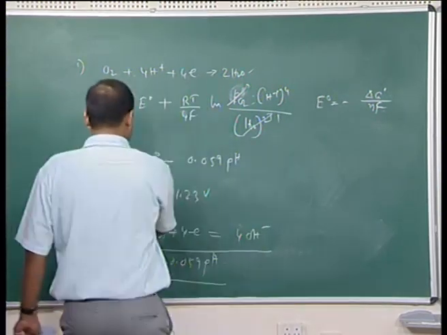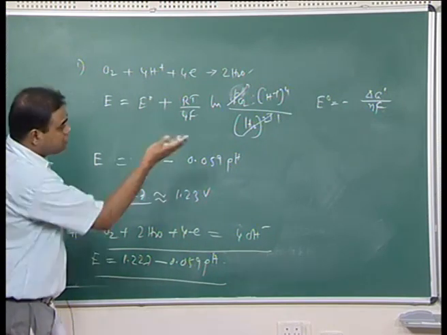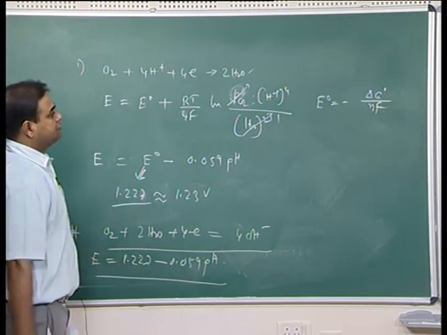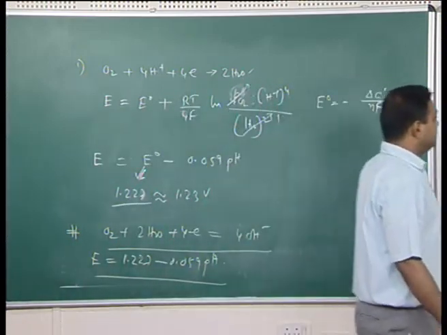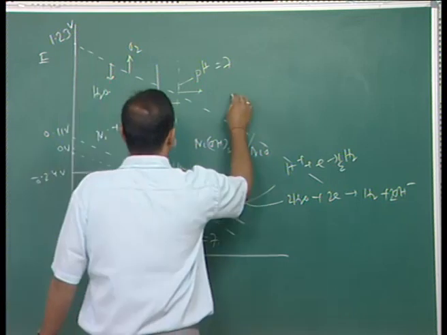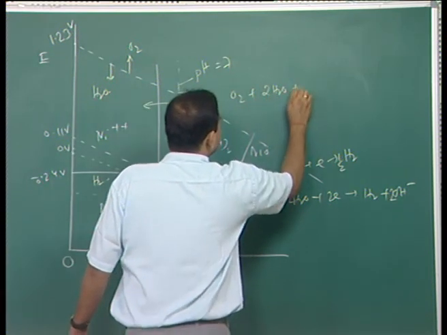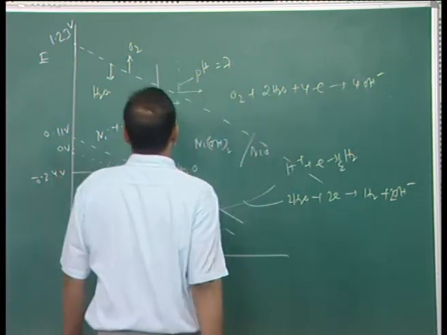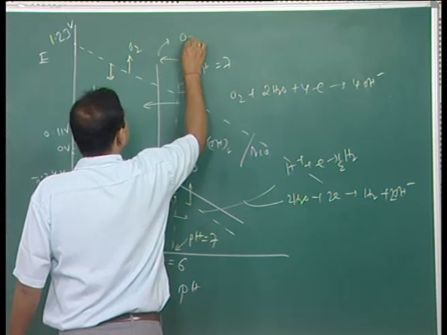So, that means if you draw this reaction and this reaction on the potential pH diagram, it would have the same line. Both reactions would fall on the same line with the same slope. So, beyond this pH 7, we will have this reaction. Below this, we will have this reaction.